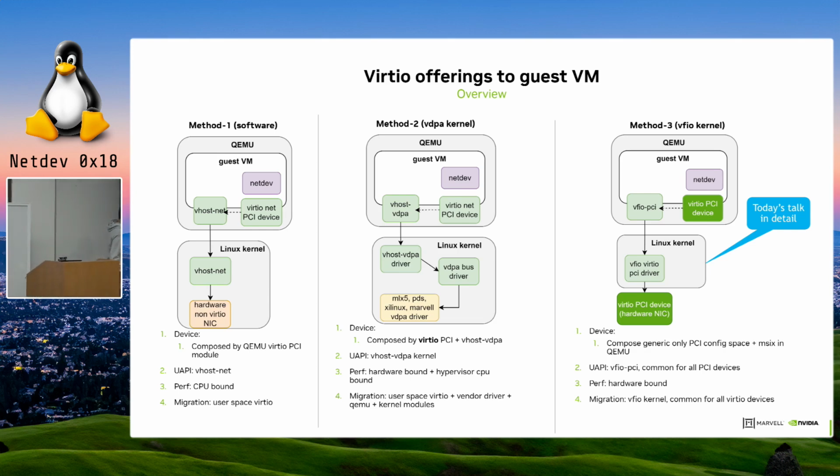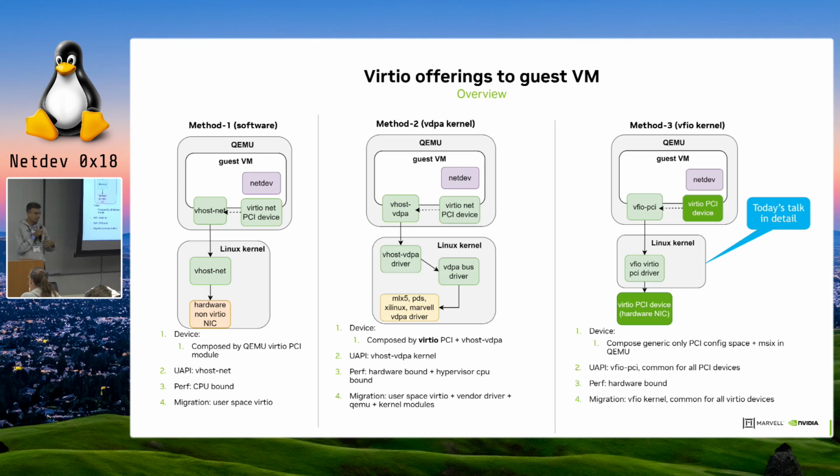This is a 10-slide overview, a good start to understand. On the leftmost is the pure software implementation of a virtio device, where there is a hypervisor, the Linux kernel, and on the top a guest VM, which sees a virtio PCI device. Who composes the virtio PCI device? The QEMU hypervisor composes the full PCI device, including config space, doorbells, ring areas, which connects to the vhost-net backend in QEMU, and that connects to the Linux kernel.